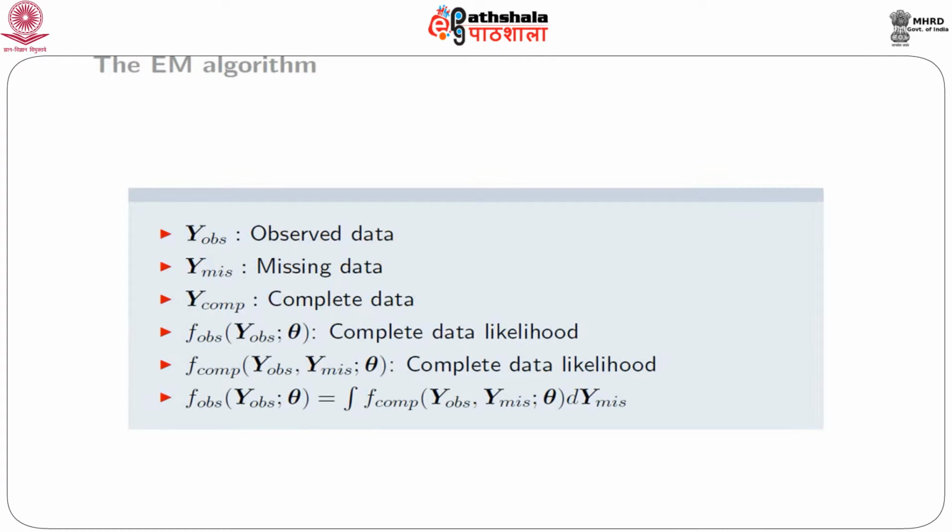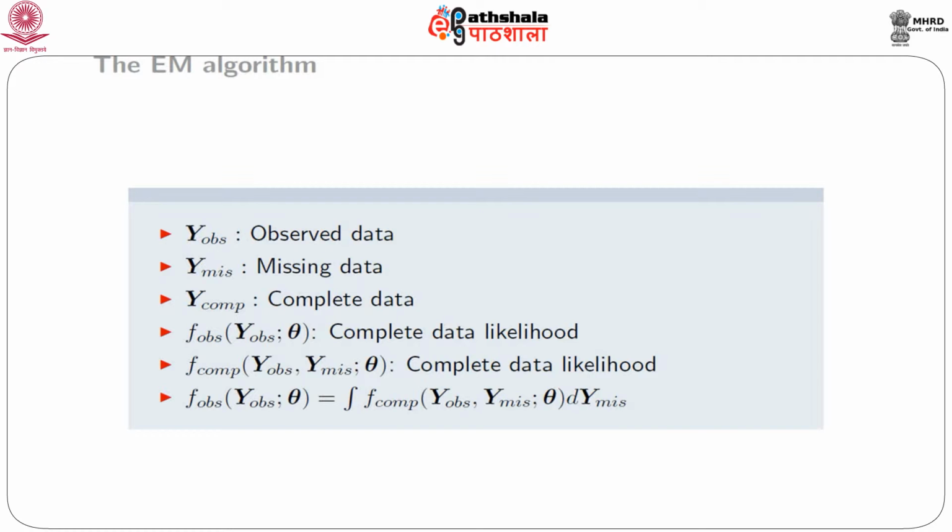Now, we would investigate some properties of the EM algorithm. Let us define Y observed as the observed data and Y miss as the missing data. Now, this Y miss can include random effects or latent variables. Let Y complete be the vector of Y observed and Y miss. The observed data likelihood we can write as f observed of Y observed and theta, where theta is the set of parameters that needs to be estimated.